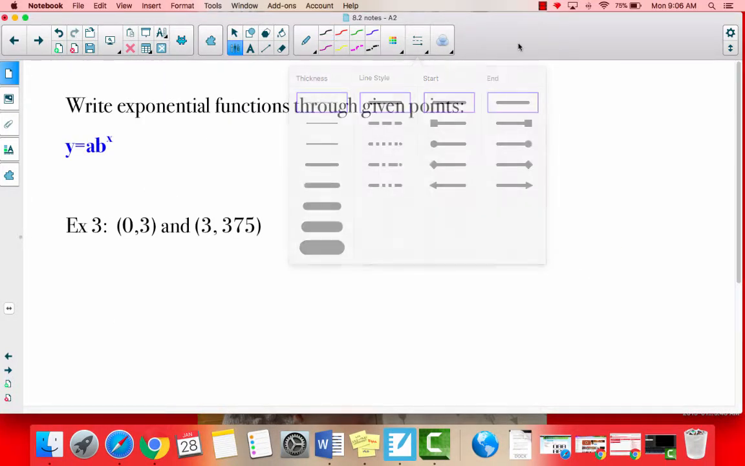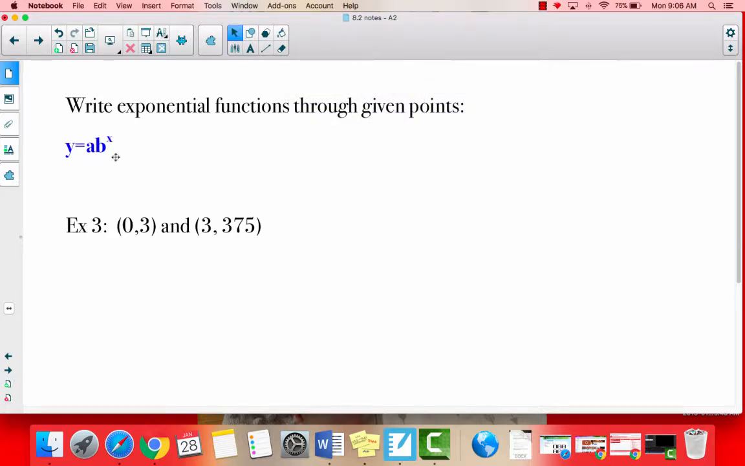The last part of these notes is if you are given some points, and you're asked to write an exponential function. So here I've got the example of writing an exponential function that goes to the points (0, 3) and (3, 375). So the general form for an exponential function is this here in blue. You should already have that from the last section. And all we're going to be basically doing is plugging in the points and thinking of it kind of like a system of equations. So you're going to plug each set of points in separately, and then you're going to reduce and solve for a and b.